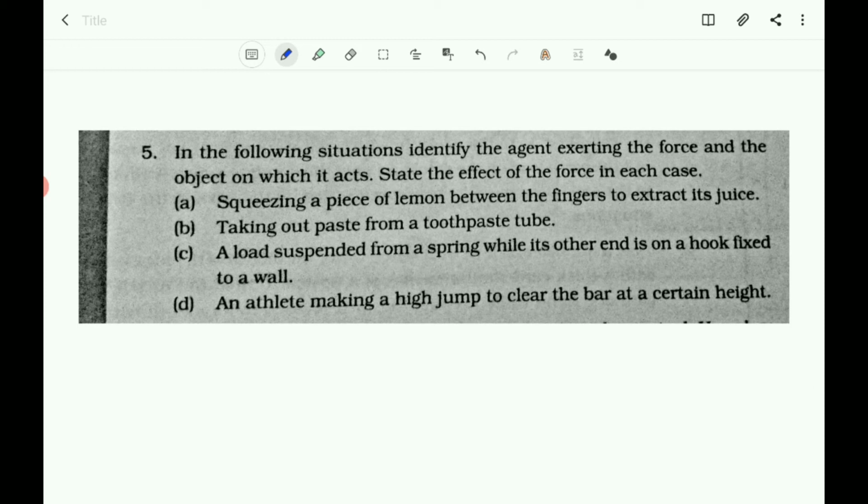Next, fifth question. In the following situations, identify the agent exerting the force and the object on which it acts. State the effect of the force in each case. First one is here. Squeezing a piece of lemon between the fingers to extract its juice. Here the object is lemon, and the force is the force by the fingers here.